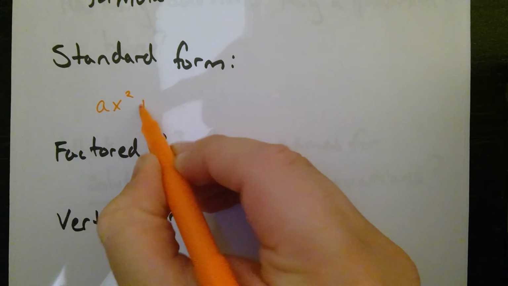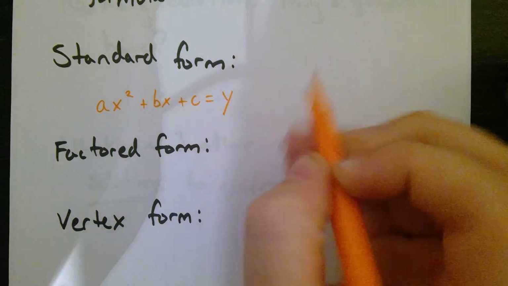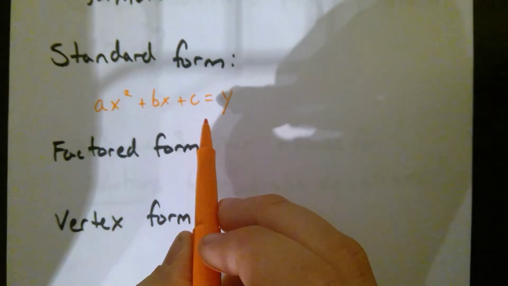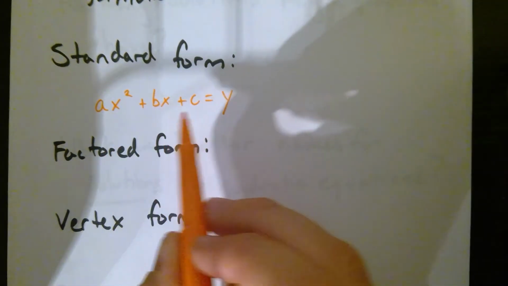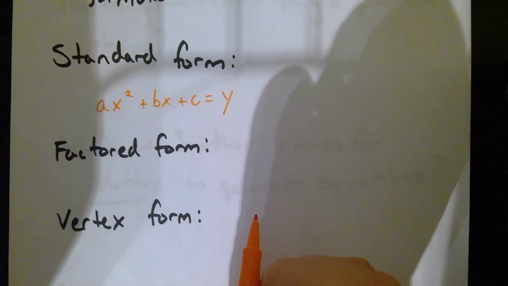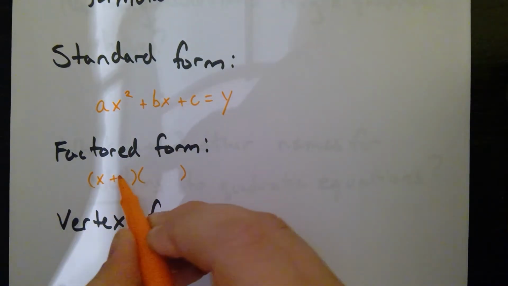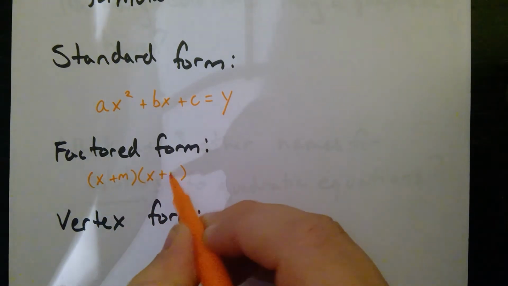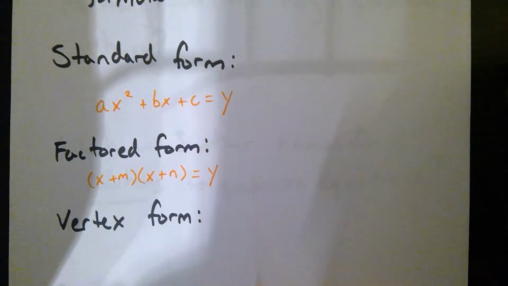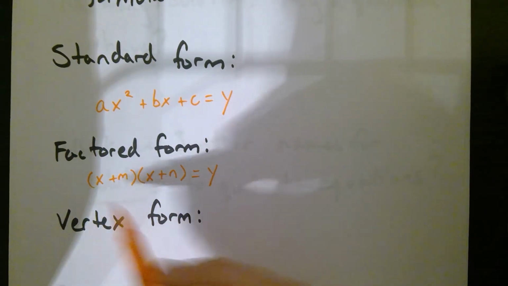So standard form, we have ax squared plus bx plus c equals y. Okay, so remember this is just our basic form. We have x squared, x, and a number, and that equals y. Factored form, that is where we have two groups or factors multiplied by each other. So we have (x plus m)(x plus n) equals y. Okay, we put these into factors that we multiply together.